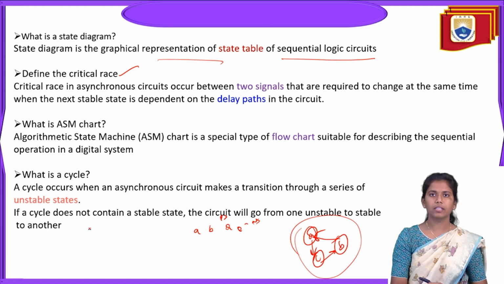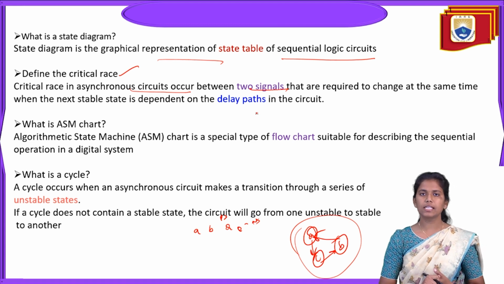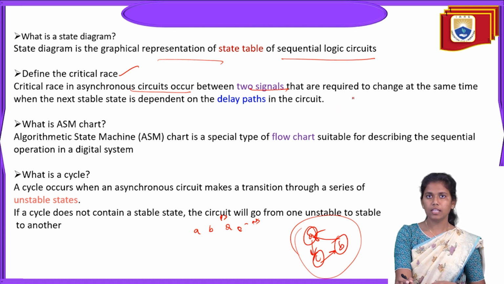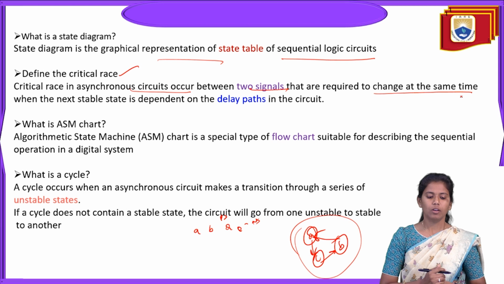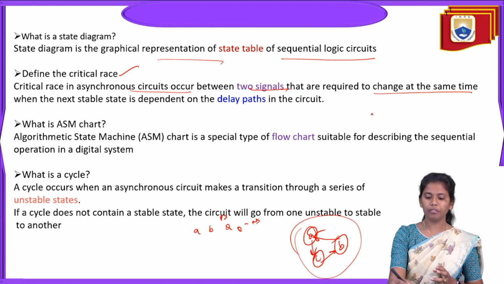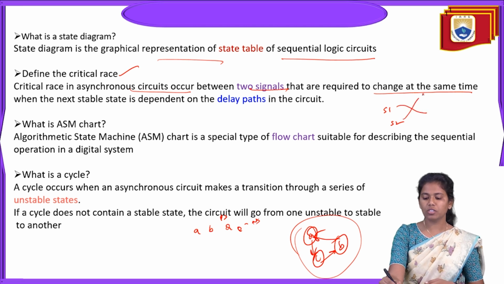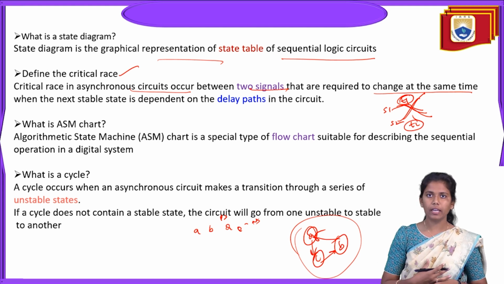Then what is a critical race? A critical race is observed in asynchronous circuits. It occurs between two signals that are required to change at the same time. If signal 1 and signal 2 want to change, and the transition takes place at the same time, at T1 and T2, then it is nothing but a critical race. It is very difficult to identify, or to know the delay. That's why we say it is a critical race.